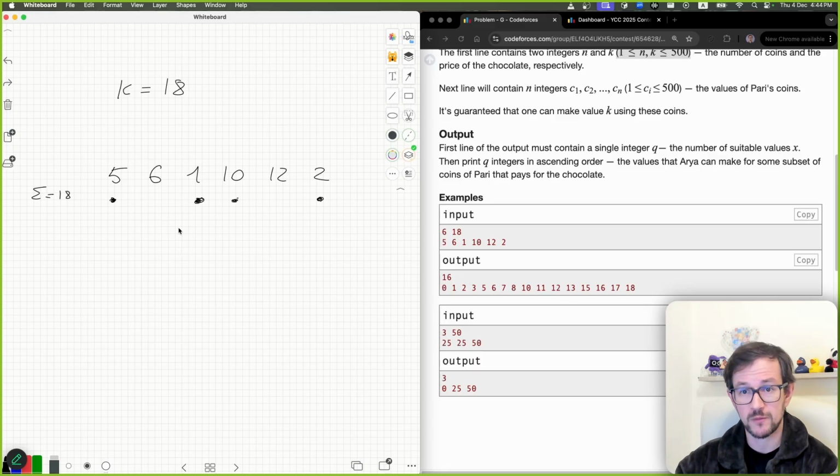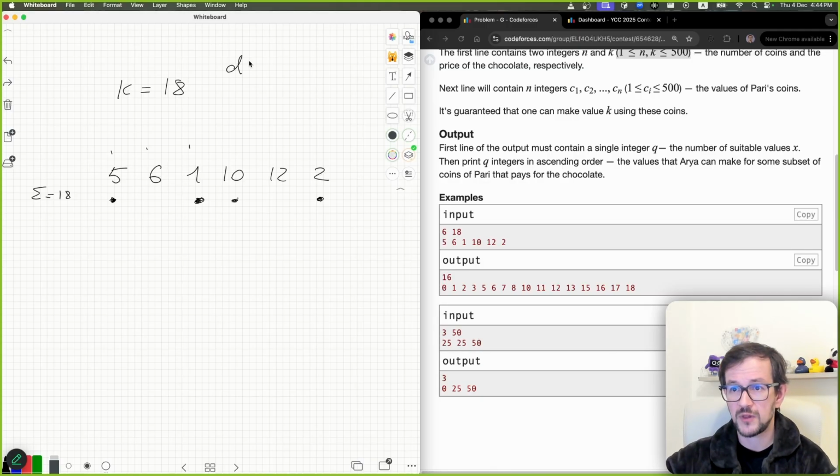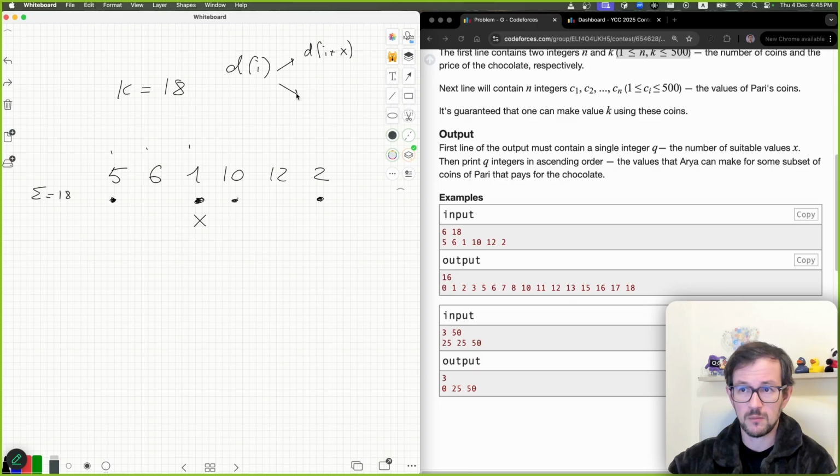How does the normal knapsack work? Normal knapsack goes left to right, and for each number you decide whether to take it or skip it. You have a position d[i] where the sum equals i, and if you take number x, you go to d[i+x], or you skip this number and go to the same d[i]. So that's how normal knapsack works.